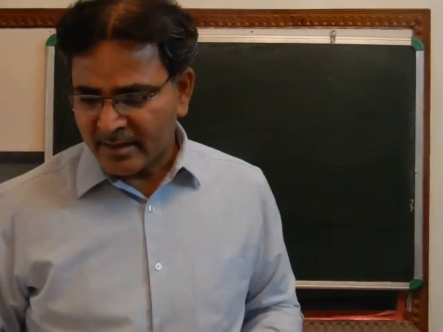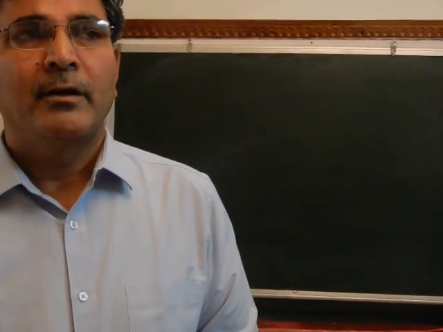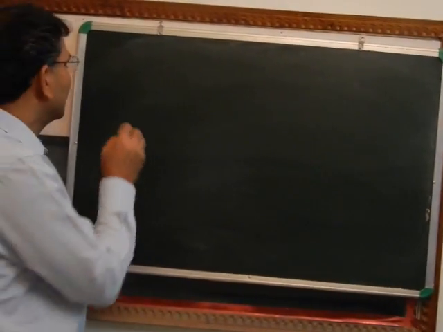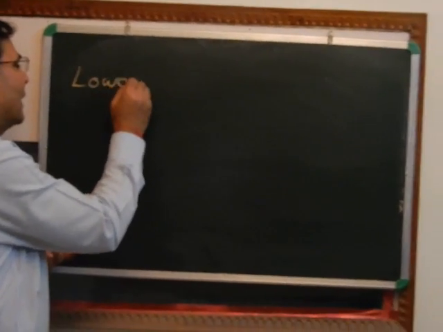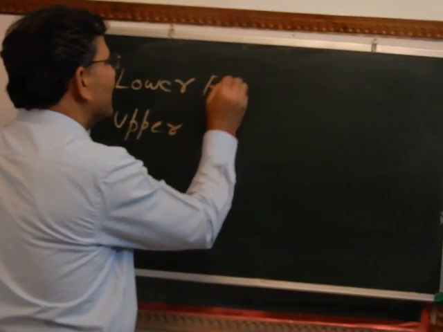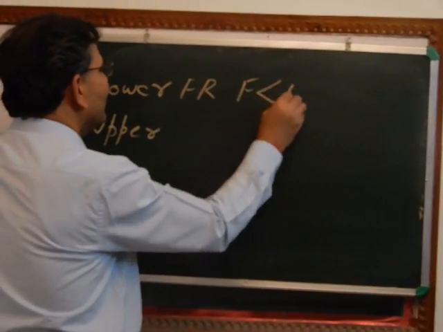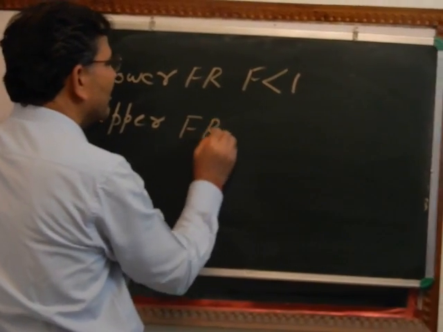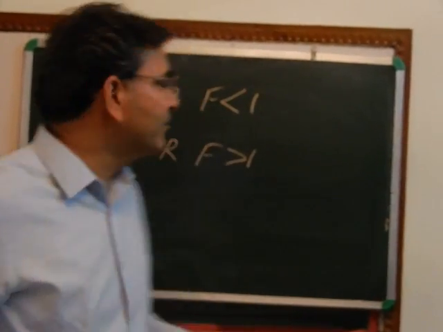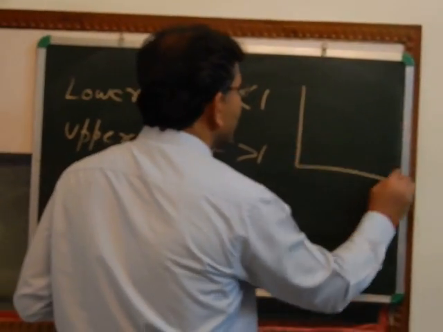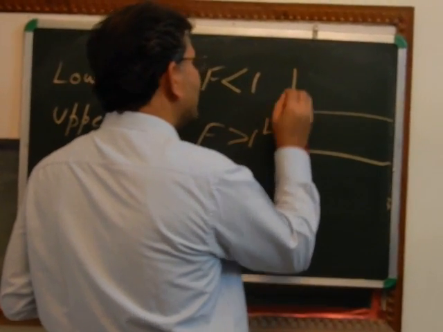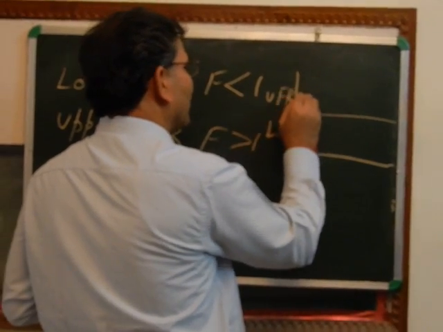We have already discussed in detail the flow regime, that there are two types of flow regime and the Froude number: the lower flow regime and the upper flow regime. In the lower flow regime, Froude number is less than 1, and in the upper flow regime, Froude number is greater than 1. We have also discussed the bed forms, which bed forms are formed in the lower flow regime and which in the upper flow regime.